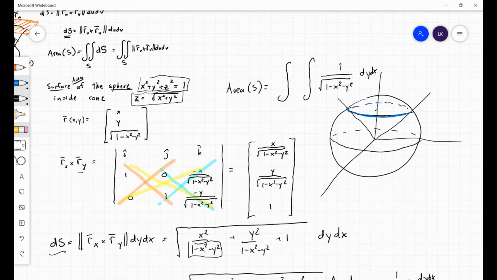And so if your parameter space is just a portion of the xy plane, you'd want to project that circle onto the xy plane, and that would be your parameter space over which you're integrating. So what is that circle?